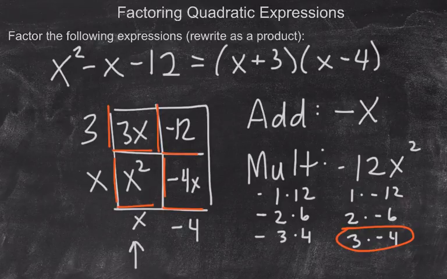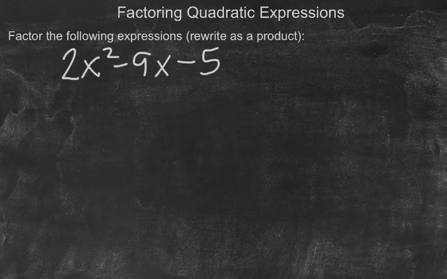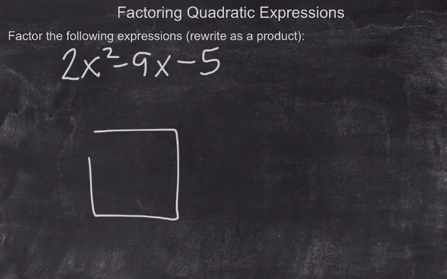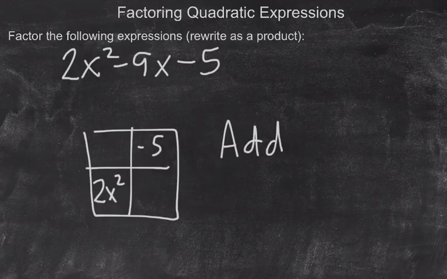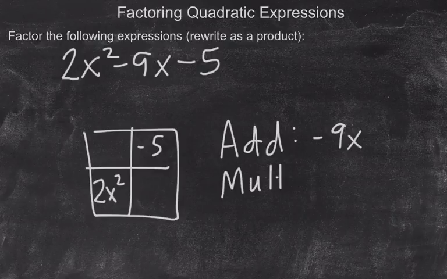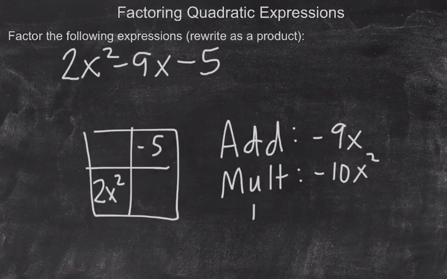Alright, let's look at another example. 2x squared minus 9x minus 5, so I'm going to start by drawing my area model. By the way, you should feel free to pause the video and try this for yourself, and then make sure that I'm doing it the same way. So I filled in my x squared and my units term. I'm going to add to negative 9x. I'm going to multiply to negative 10x squared.